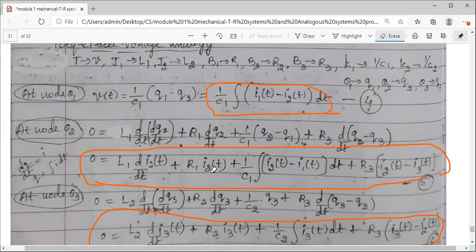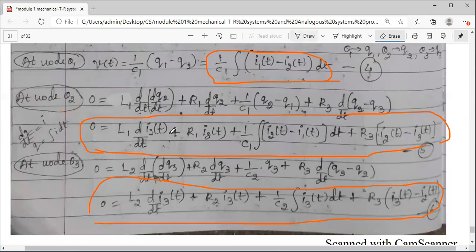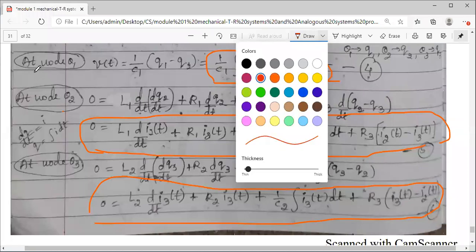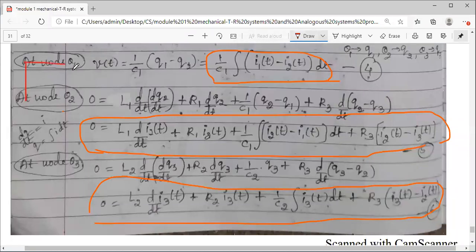From these 3 equations I have written, I have drawn the equivalent analogous circuit. 3 different displacements are there. Hence, I will come across 3 different loops. तो हमारा structure कैसे होगा? There will be one loop. There will be one more loop. The third loop. Okay? Structure, like circuit ऐसे दिखेगा.